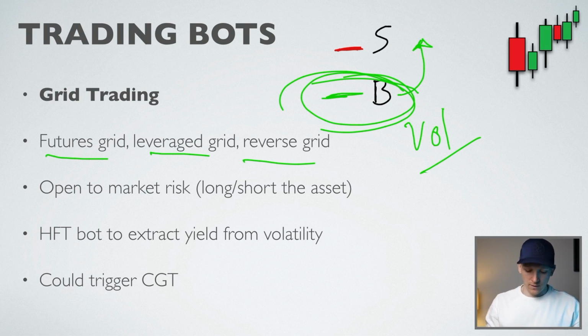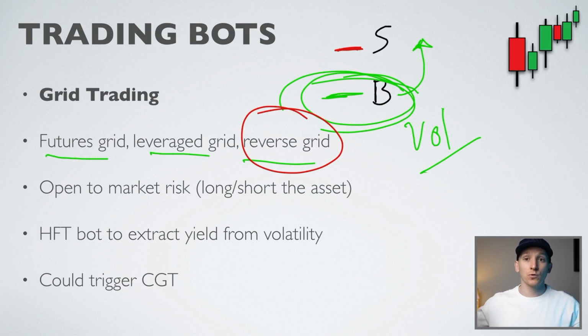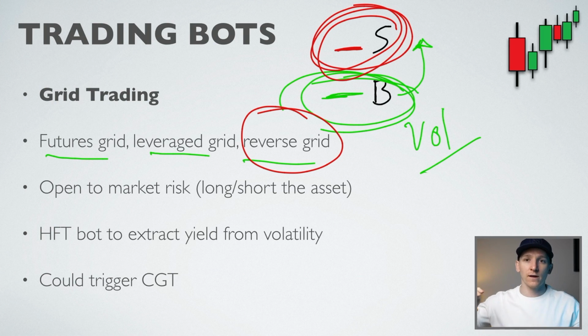A reverse grid is obviously the other way around, where you have a net bias towards shorting the market. So what you're going to do is go ahead and sell a load of tokens first and get your sell orders in and be a net seller, and then look to buy lower. And you can set the grid up how you want, but that's basically it.